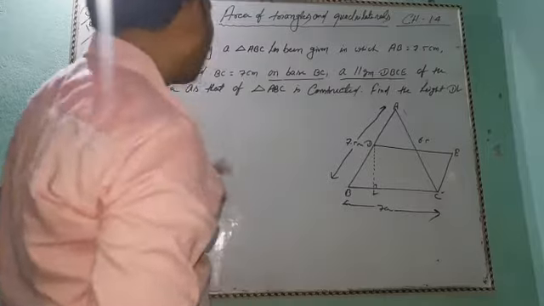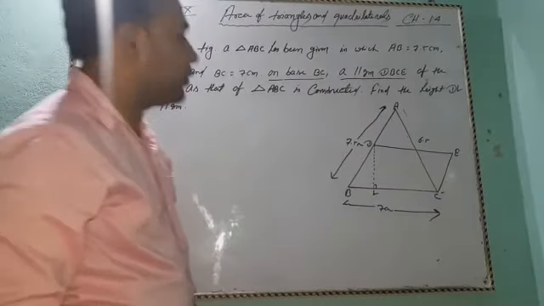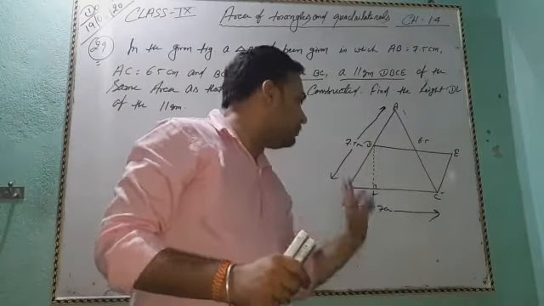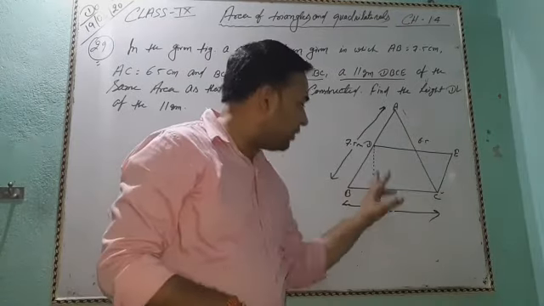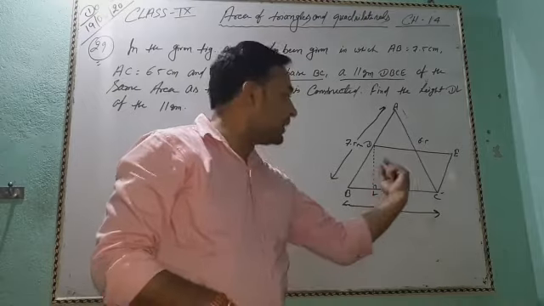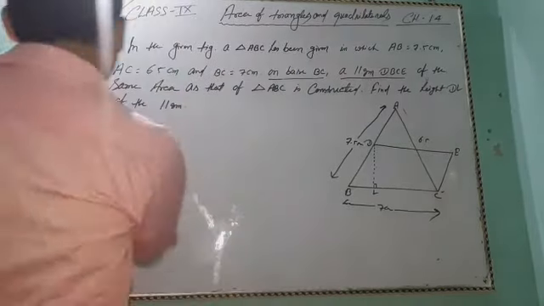Okay, ABC is constructed. Find the height DL of the parallelogram. So find the height DL of this parallelogram DBCE. We have to find the value of DL. Okay, so let's start the solution.